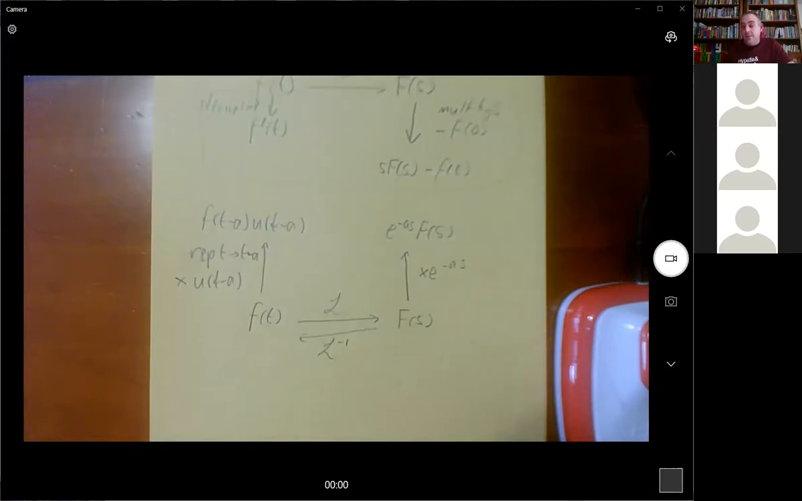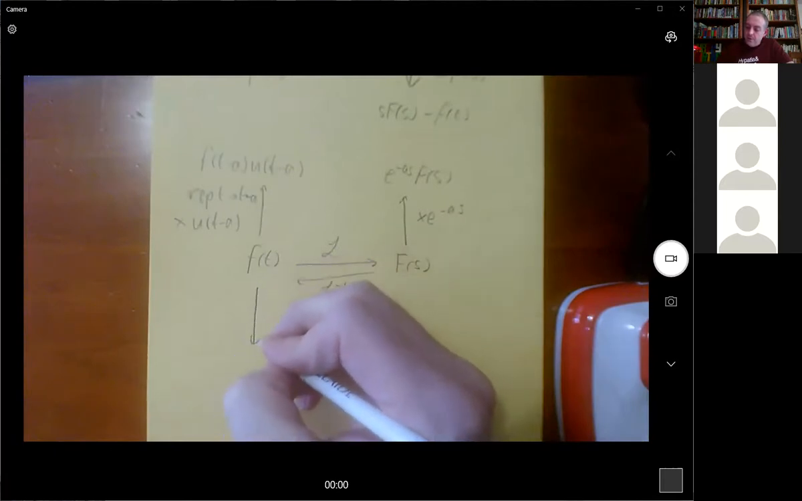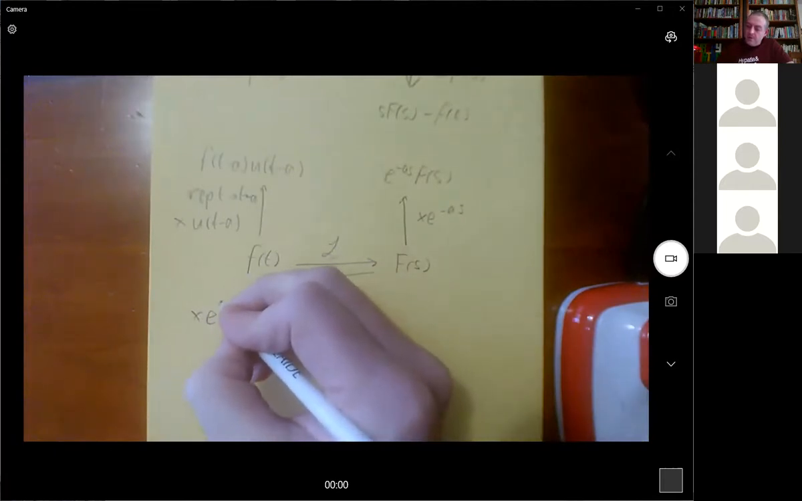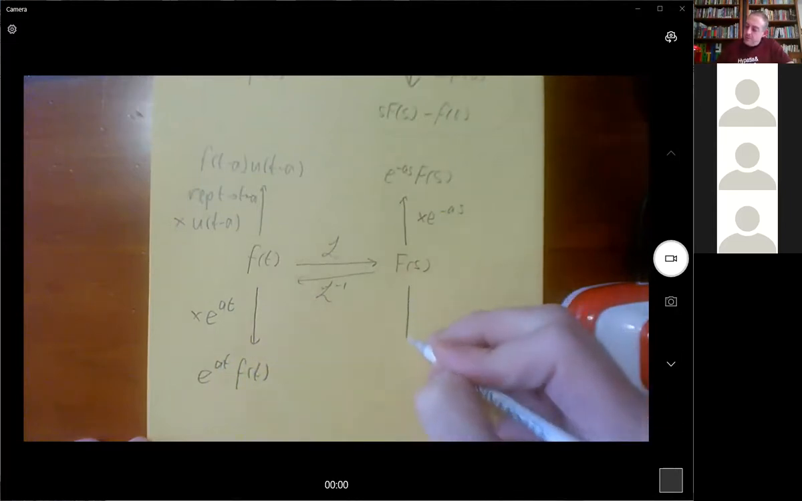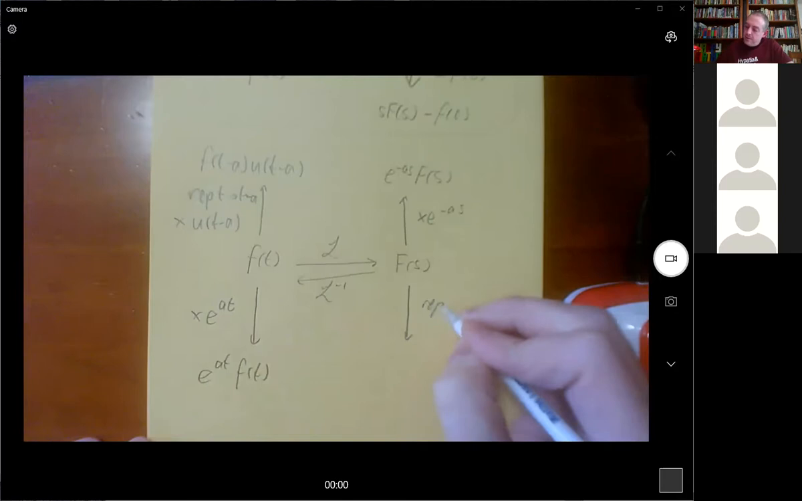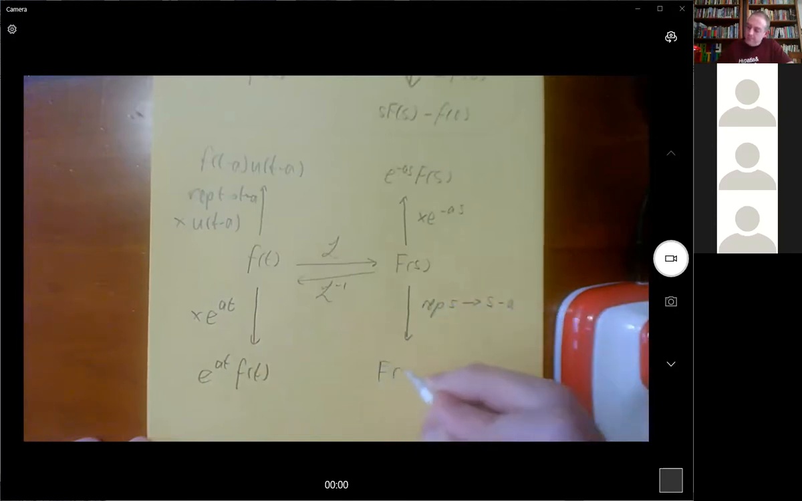On the other hand, over this side, if I multiply this by e to the at, I get e to the at f of t. That's the same as over this side, replacing s with s minus a.